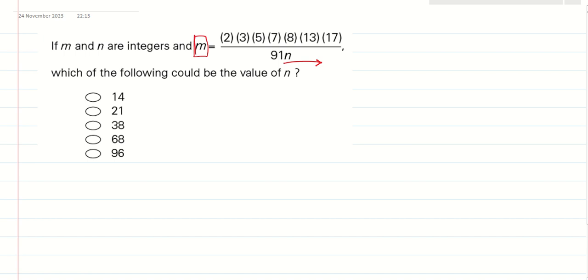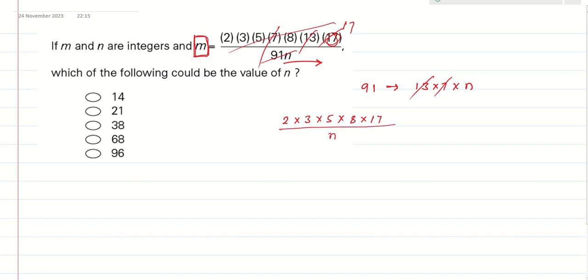M must be an integer, which means it will get cancelled completely. So the 13 into 7 into 3, correct, no? So 13 gone. Sorry, not 17, 13 gone. 13 gone and 7 also. Correct, what is left out? 2 into 3 into 5 into 8 into 17. Divide by. That's all, no?